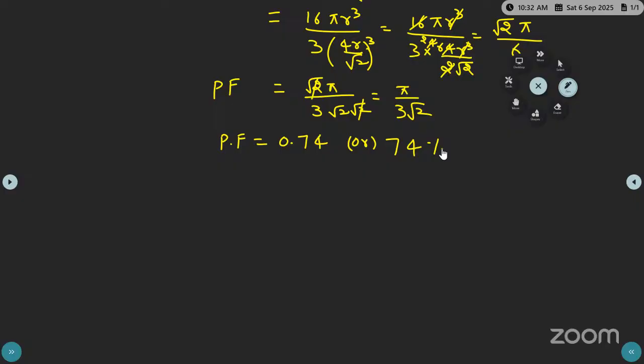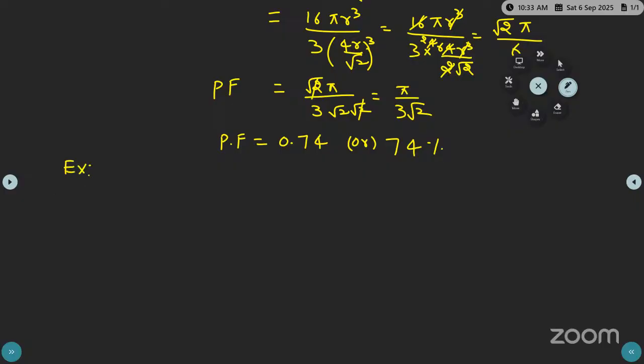74% volume is occupied by how many atoms? 4 atoms. In the FCC unit cell, you can find 4 atoms, and those 4 atoms are occupying a volume of 74%. Remaining how much percentage volume is free? 26%. 26% is free. What are the examples of this FCC structure?